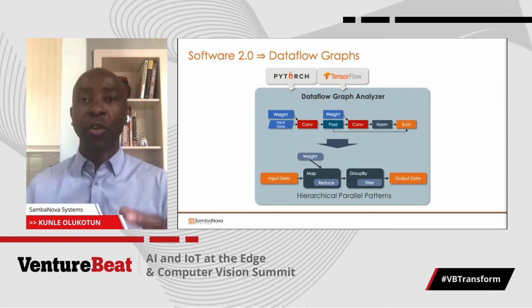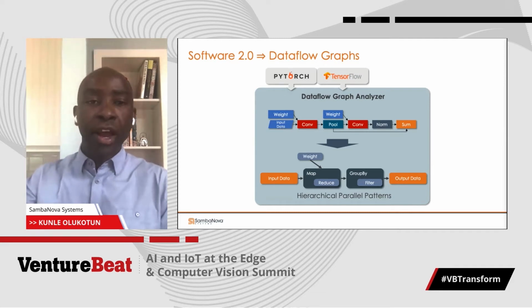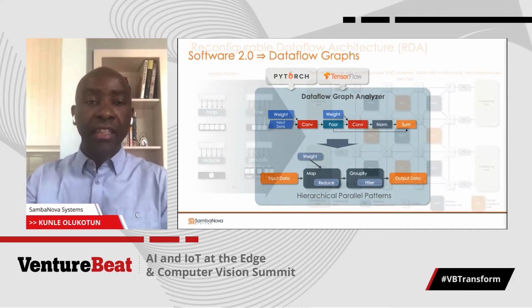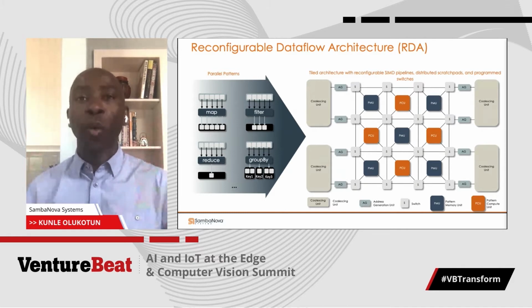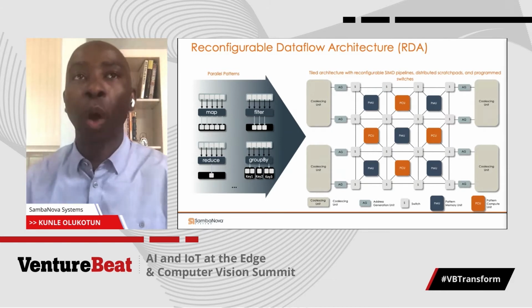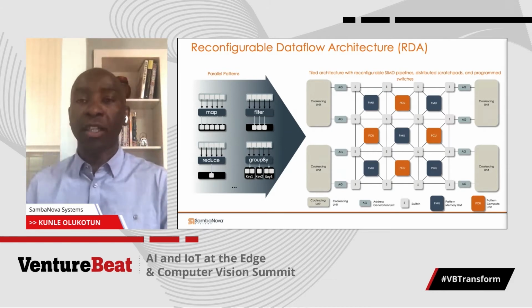And we've seen that you can take these parallel patterns and optimize them for higher computational efficiency. So what we have done in SambaNova is take this fundamental execution mode called parallel patterns and accelerate it in hardware. So we've got a native way of executing parallel patterns in hardware using what we call a reconfigurable data flow architecture.